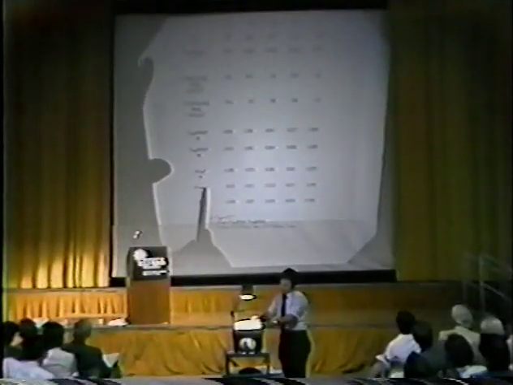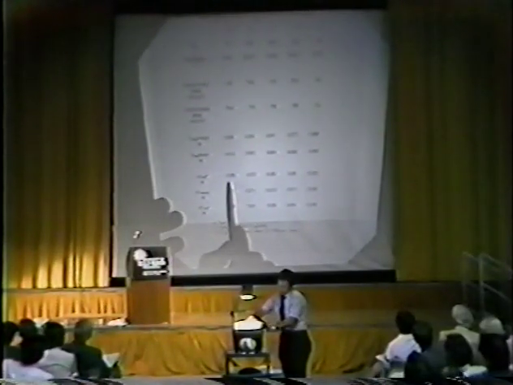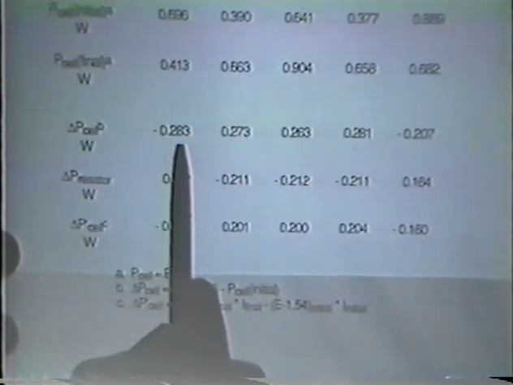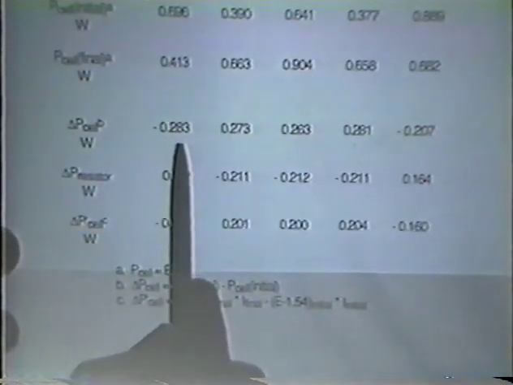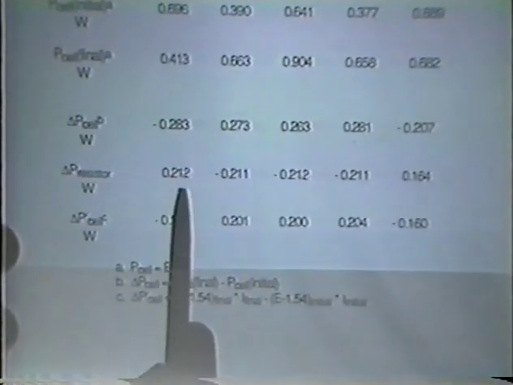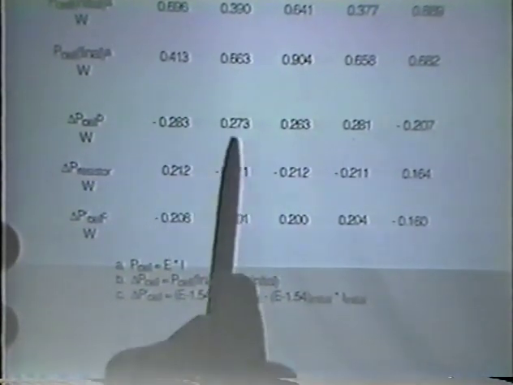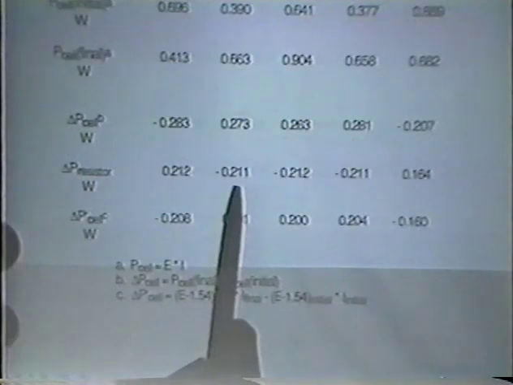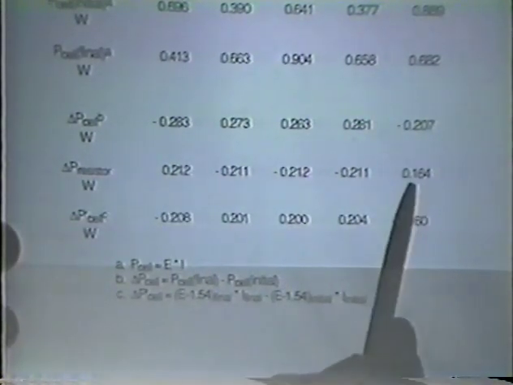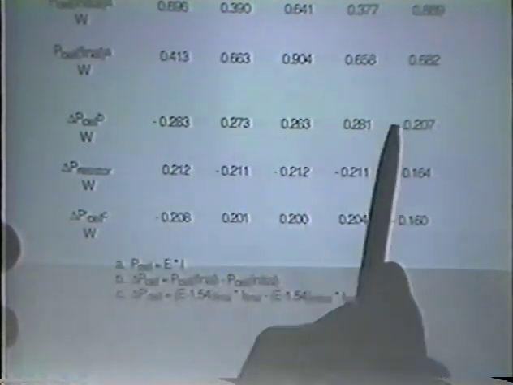Here's data for a particular set of runs. The only thing you really have to concentrate on here is that we'll decrease the power in the cell by 0.283 watts. To maintain the same temperature, we have to increase the resistor power by 0.212 watts. Or we'll increase the power in the cell and decrease the power in the resistor. We always have to vary the resistor less than the power through the electrolytic cell.